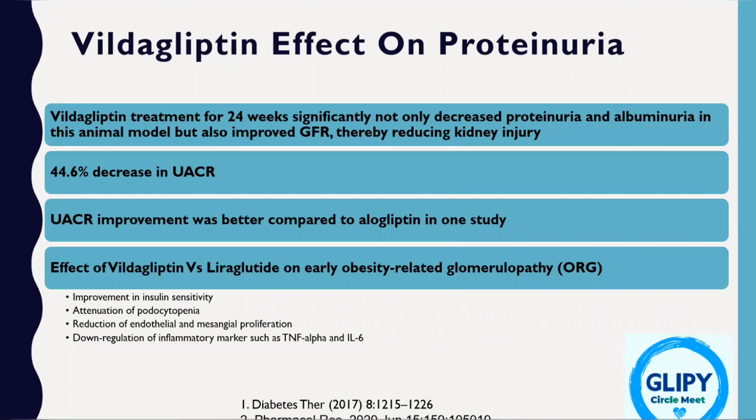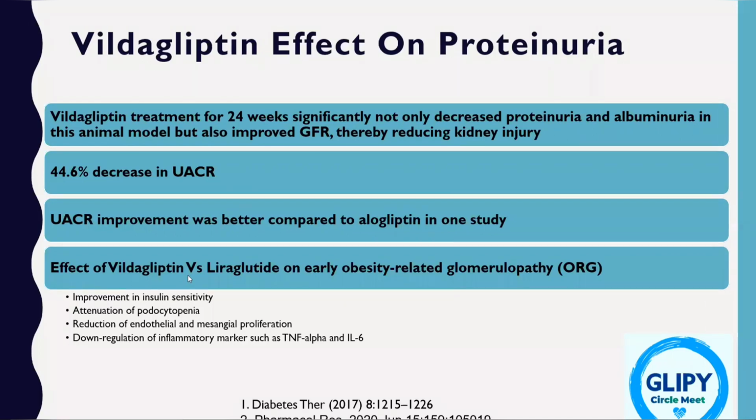Vildagliptin treatment for 24 weeks significantly not only reduced the proteinuria and albuminuria in animal models, but also improved the GFR. So these are the areas which will warrant further studies probably, if this is true even in clinical studies. So that would be an additional advantage of using drugs like vildagliptin, because it has been seen that in experimental models, albumin excretion has been reduced by almost 50% with the use of these drugs.